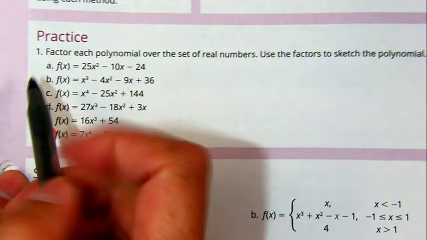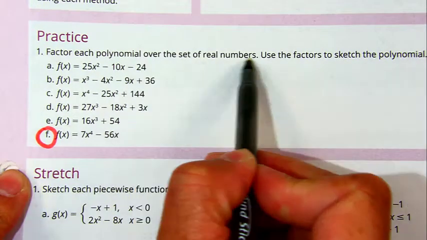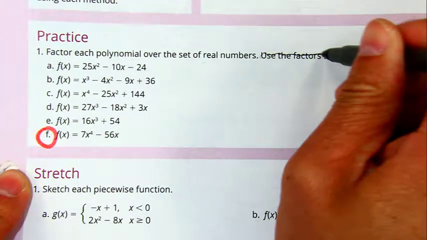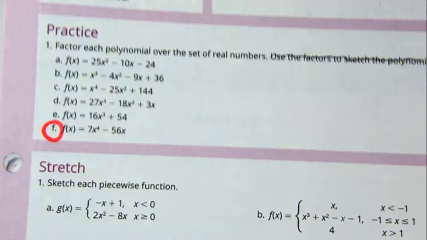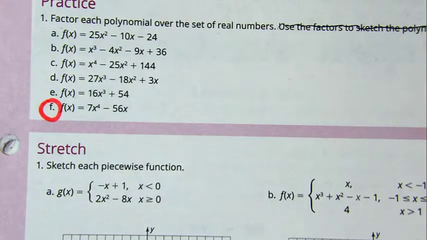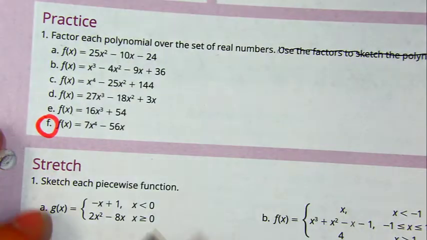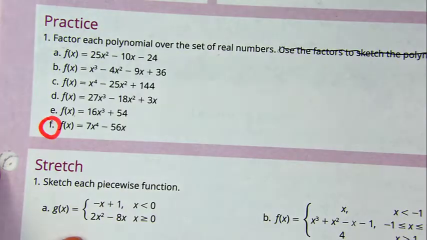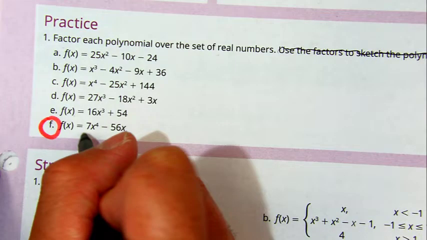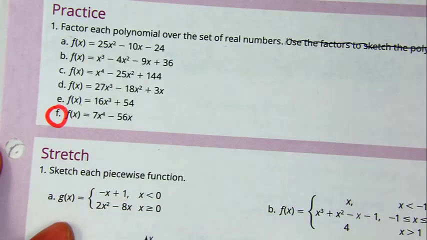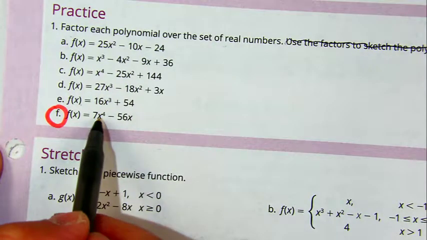In 1F, factor each polynomial over the set of real numbers. Use the factors to sketch a graph. We won't sketch it. I really want you to practice the factoring on this one. Seems like a lot of students are stuck on which types of problems to factor. I asked you guys to take a picture of the flow chart. Maybe tomorrow we'll give you guys time in class to add the flowchart to your formula sheets. Classes count the number of terms. Ready, set, go.